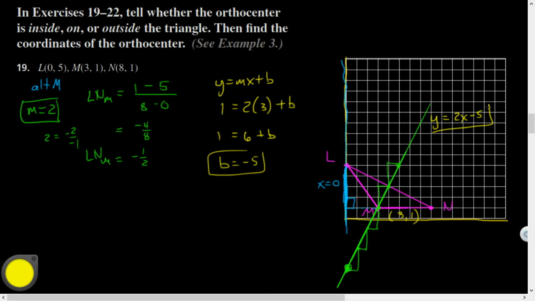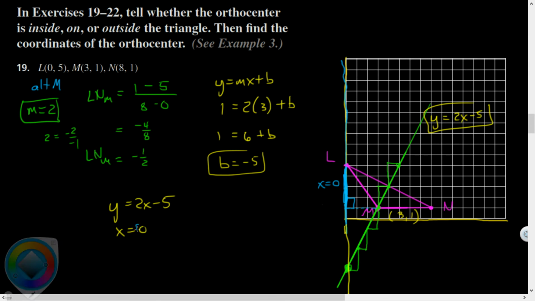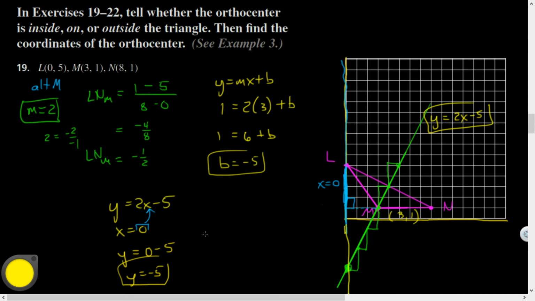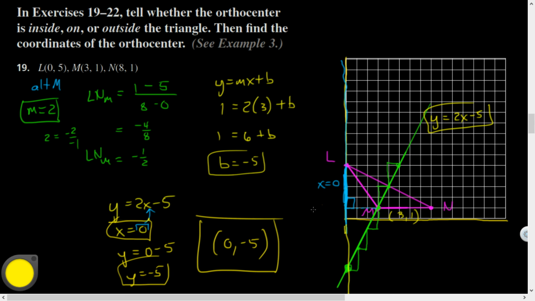I technically already know my answer is going to be -5 now. But if I didn't, I could then solve the system of y equals 2x minus 5 and x equals 0. I could solve this system by substitution. Plug 0 in right there. I'll get y equals 2 times 0 is 0 minus 5, y equals -5. And so my orthocenter is going to be x equals 0, y equals -5, or the point (0, -5), which is outside of the triangle. There we go. Yeah, those problems take a little bit of time.